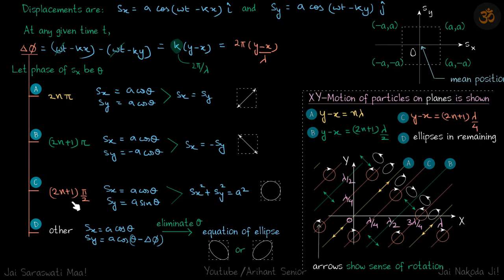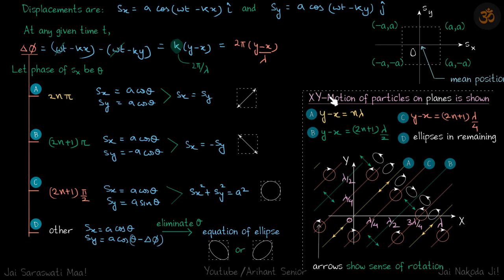Third is when the phase difference is (2n plus 1)π by 2. That time, if Sx is a cos theta, then Sy will be a cos(theta minus (2n plus 1)π/2). n is anyway an integer, so plus minus sign doesn't matter. So if it is a cos theta, this will be a sin theta. And if you eliminate theta, you will get Sx square plus Sy square is equal to a square. The particle will be traveling in a circle. And in any other case, if Sx is a cos theta, then Sy will be a cos(theta minus delta phi). If you eliminate theta from these, you are going to get an equation of an ellipse. That can be like this also, it can be like this also, depending on the value of delta phi.